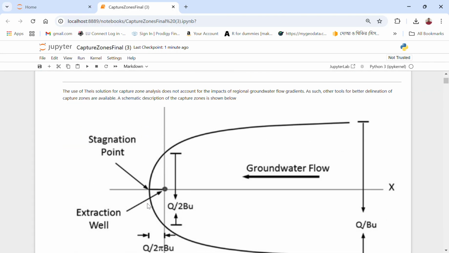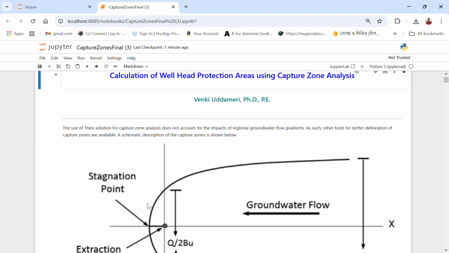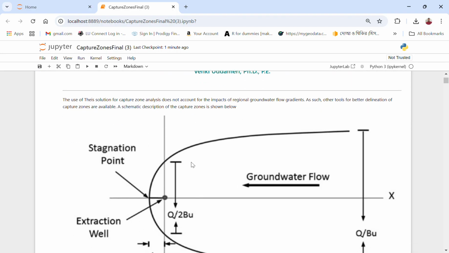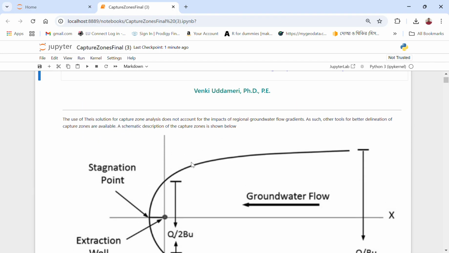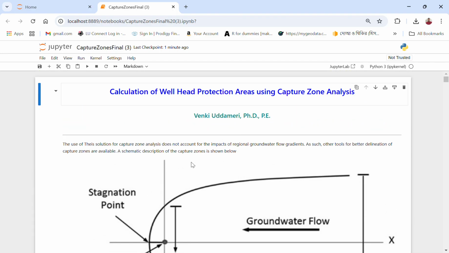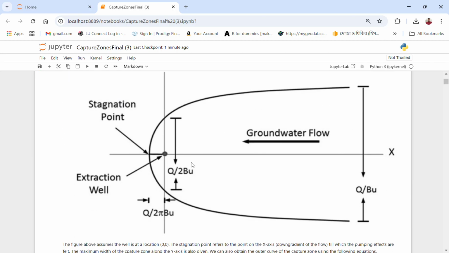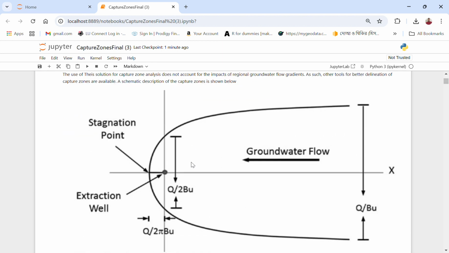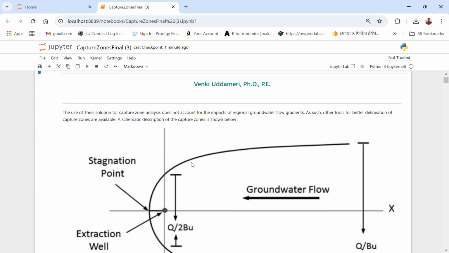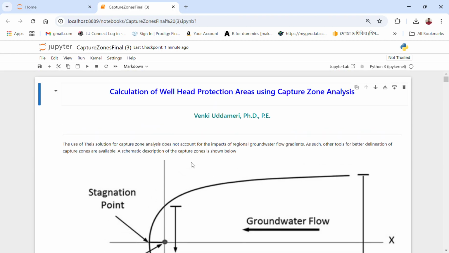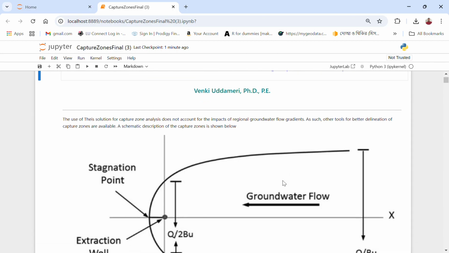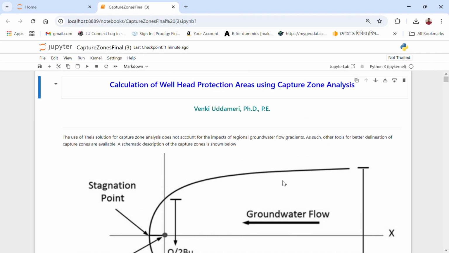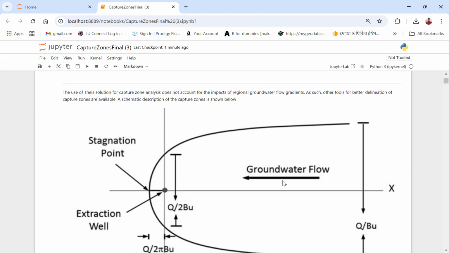Now I'm going to present my class assignment 2, that is capture zone of wellhead. In our class, we calculated the capture zone and plotted it as a circular radius. Now we're presenting the capture zone considering the flow gradient in the direction of the flow. So this is our class assignment 2.